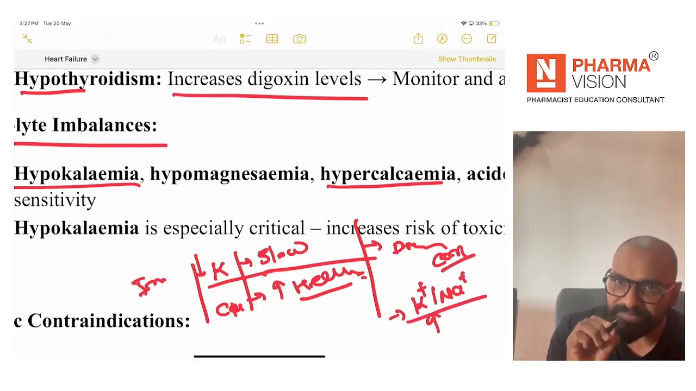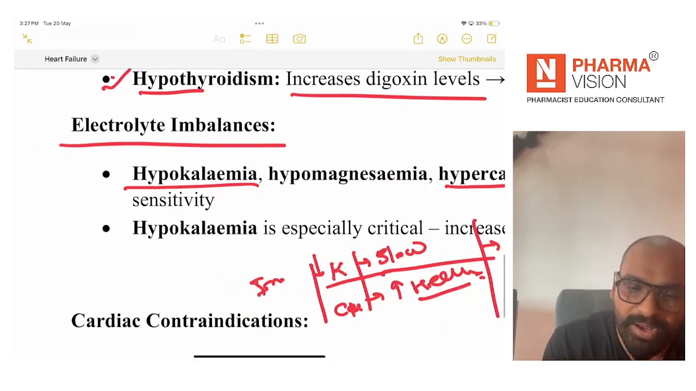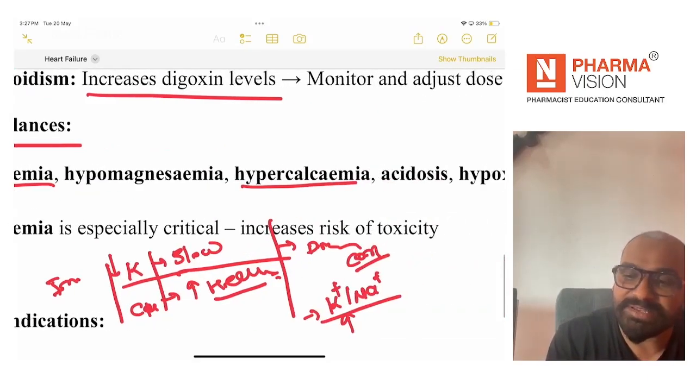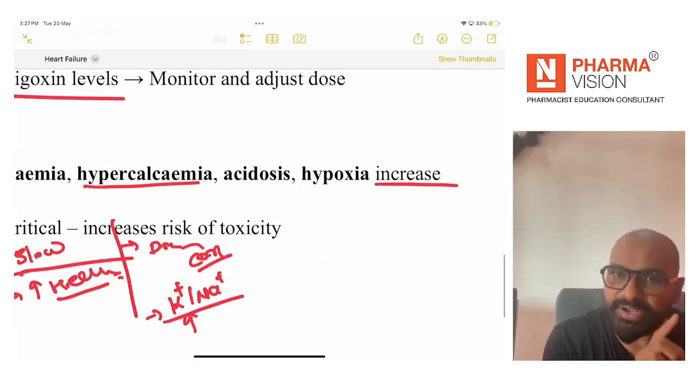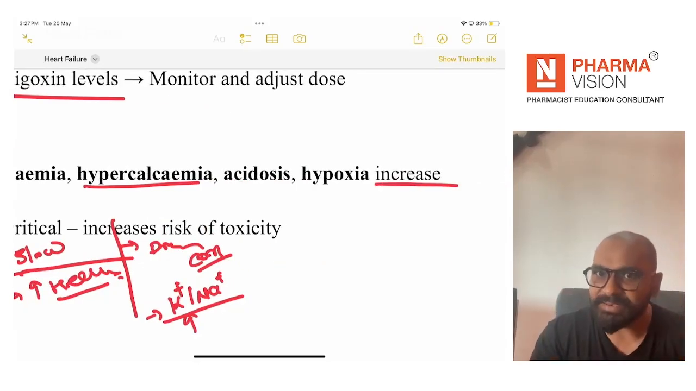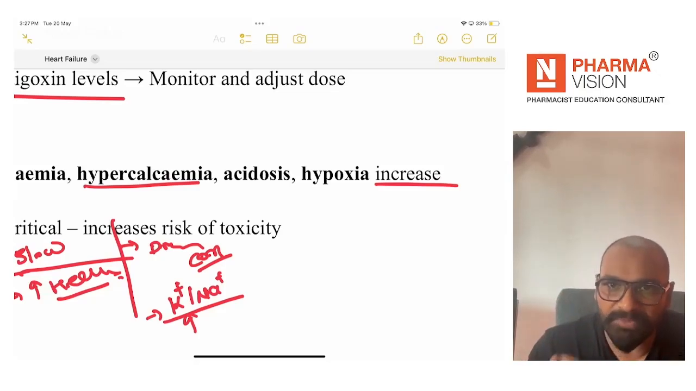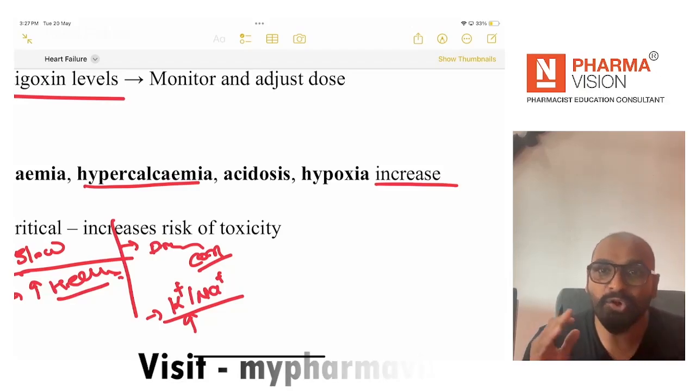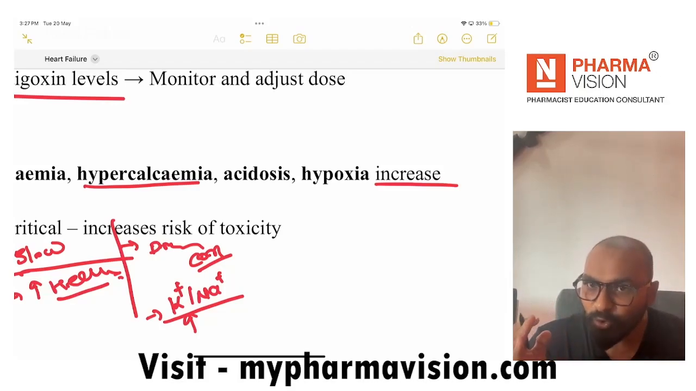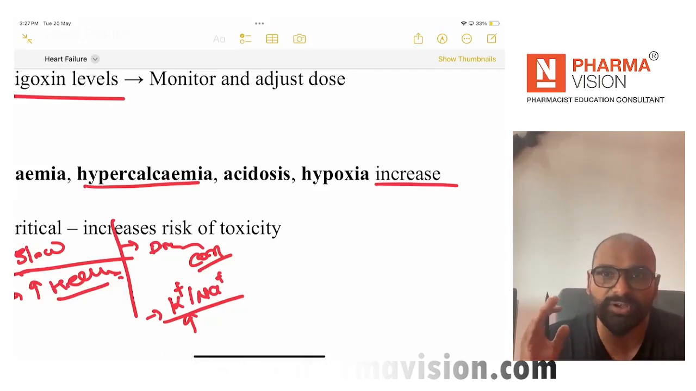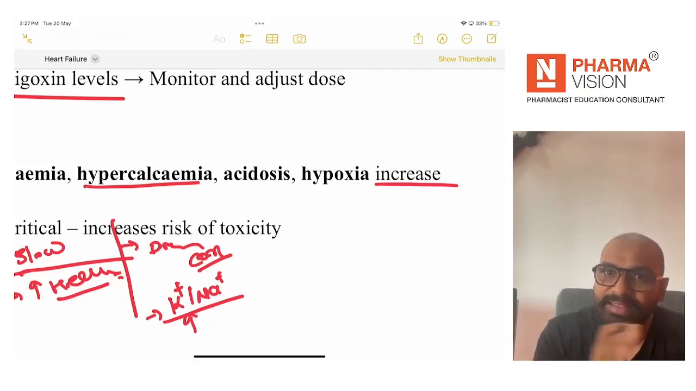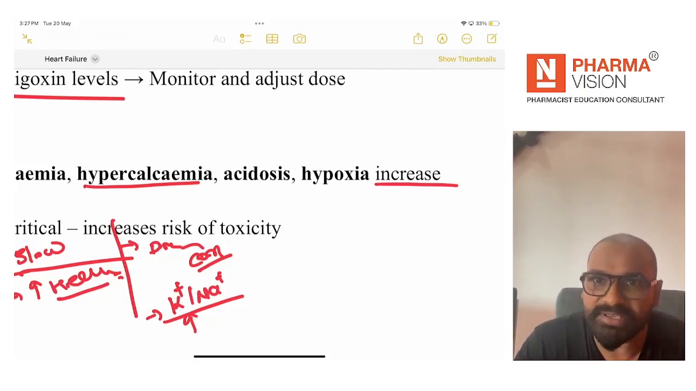If the patient is suffering from hypokalemia, in that situation it significantly increases the Digoxin sensitivity. And why is this important from the exam point of view? Because the majority of patients suffering from heart failure are taking loop diuretics. Loop diuretics significantly change the electrolytes, and that's why they increase the chances of Digoxin sensitivity, and the Digoxin effect will be affected due to electrolyte change.